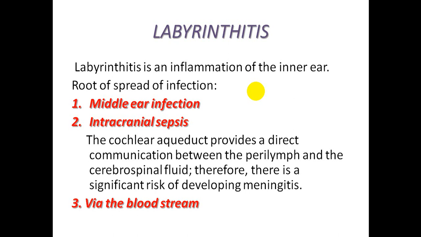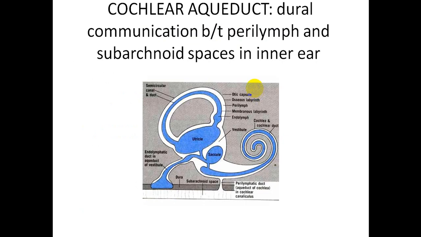Number two, intracranial sepsis. The cochlear aqueduct provides a direct communication between the perilymph and the CSF. Therefore, there is a significant risk of developing meningitis. Number three, via the bloodstream. This picture shows the direct communication between the perilymph and the CSF in the subarachnoid space. So meningitis can cause labyrinthitis and even bilateral labyrinthitis, and vice versa, labyrinthitis can cause meningitis.